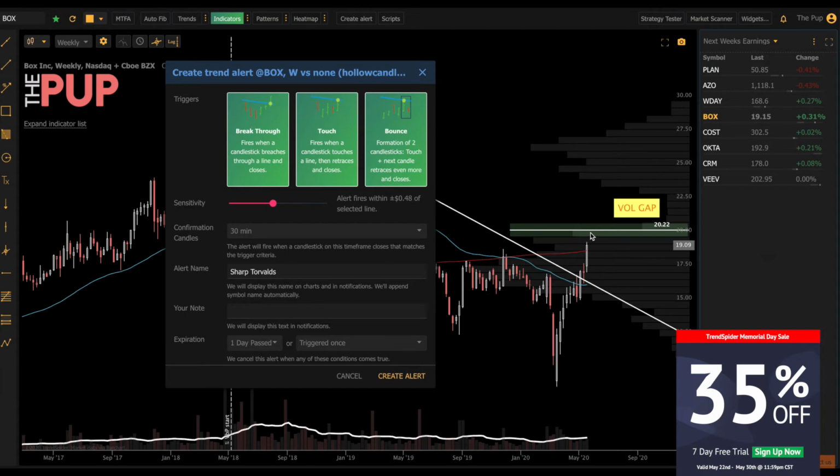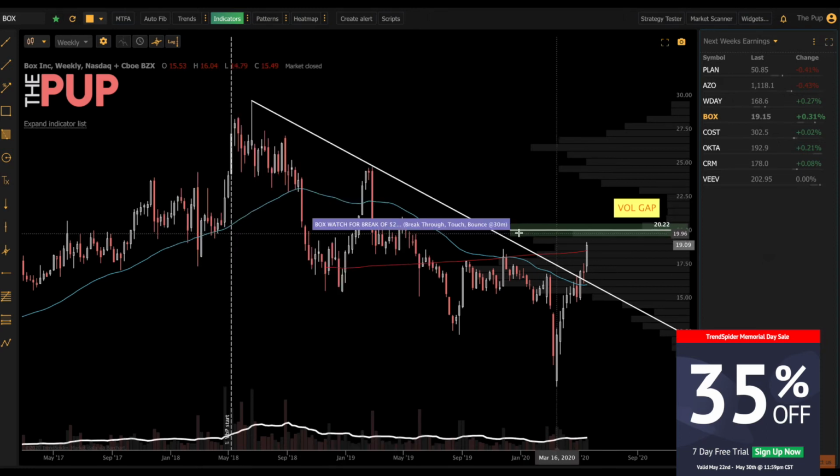So once the 30-minute candle closes within this range, it's going to actually alert me that we're approaching this $20.22 level. What I generally do, because these alerts come over as a text or SMS message, is put the name of the ticker, which would be BOX, and then say, watch for break of $20. I would make this valid for 30 days, make it trigger 20 times, create the alert, and now you see the alert is created.